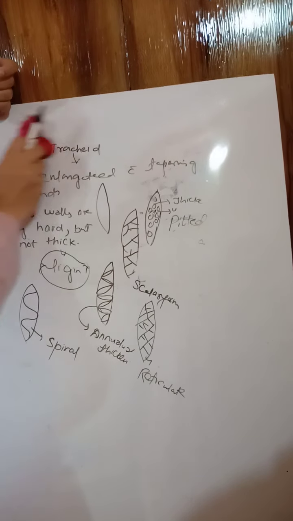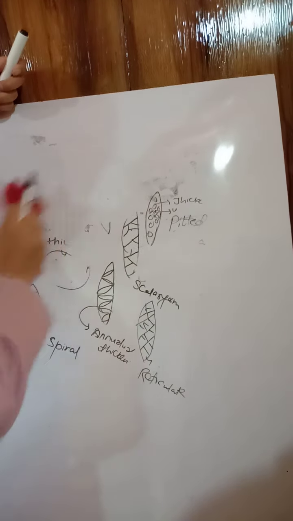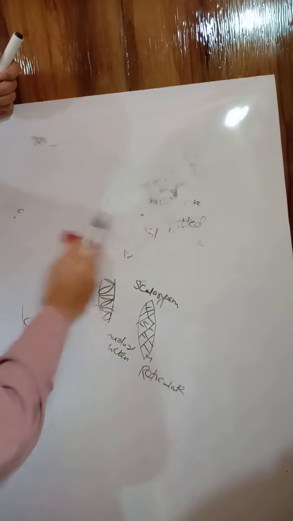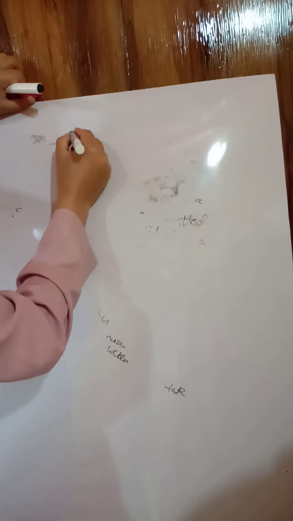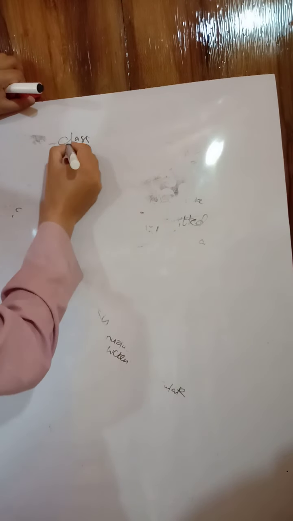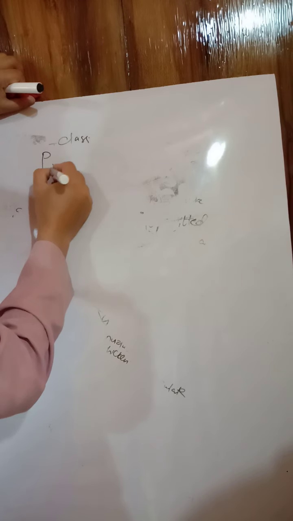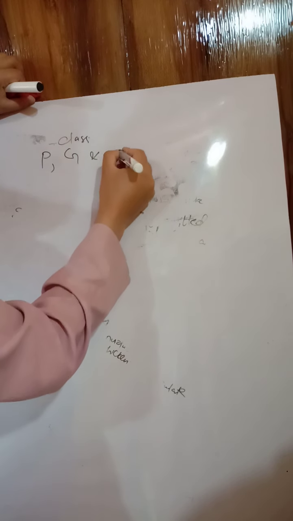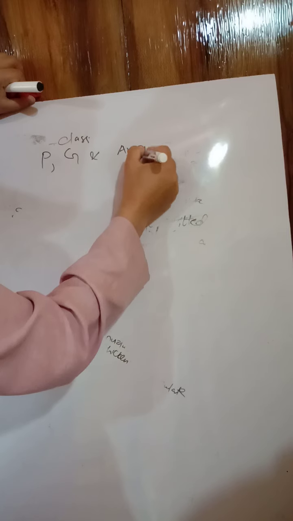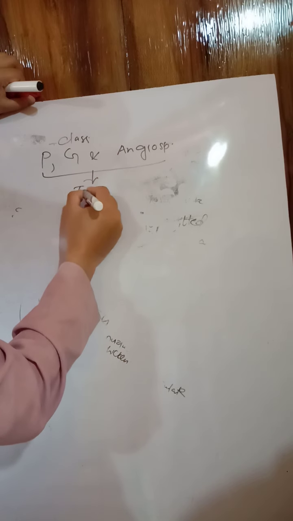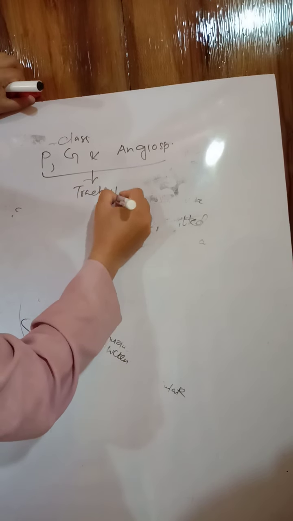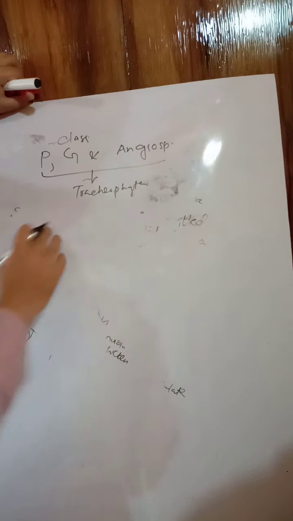Now, distribution of tracheids. Tracheids are found in all classes of vascular plants. That is, they are found in all pteridophytes, gymnosperms, and angiosperms. And that is the reason these three classes of plants are also called tracheophytes, because of the presence of tracheids.